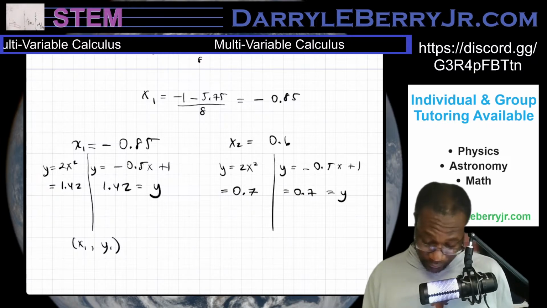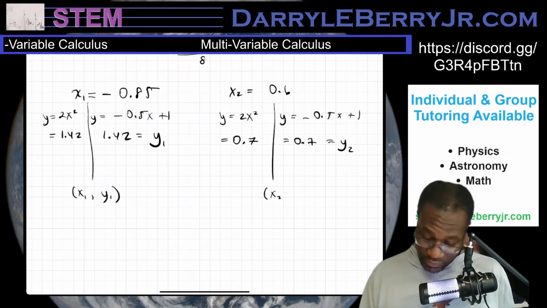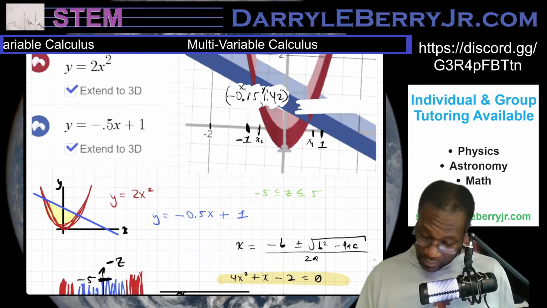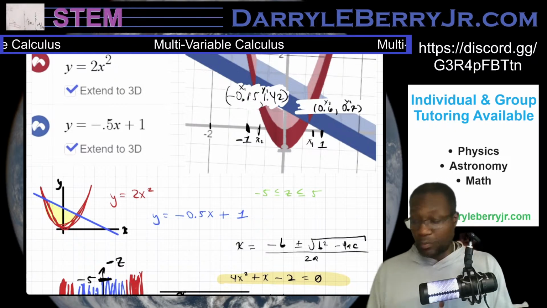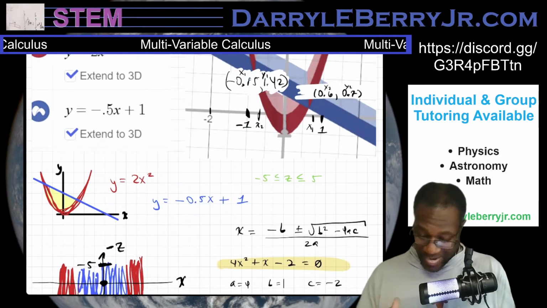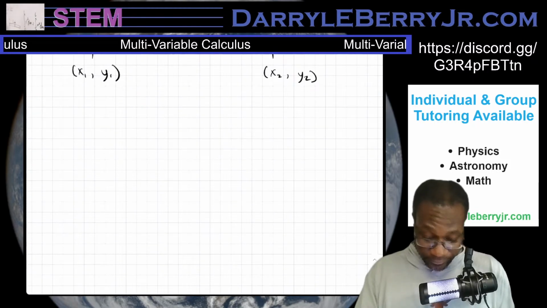Equals y, 2. So this is x2, y2. So this is 0.6 and 0.7, x2, y2. Right, so now we know where the lines meet. We know the bounds of the shapes. So now we can go to our integrals and we can figure out what this volume is.